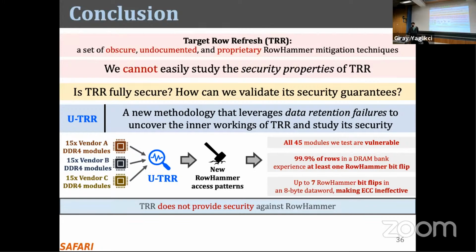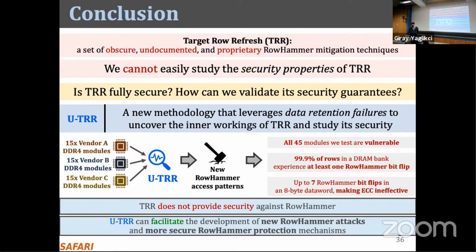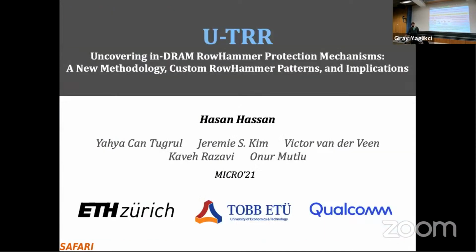So we conclude that TRR does not provide security against RowHammer and can be easily circumvented using the new understanding provided by U-TRR. We believe and hope that U-TRR will facilitate future research by enabling rigorous and open analysis of RowHammer mitigation mechanisms, leading to the development of both new RowHammer attacks and more secure RowHammer protection mechanisms. Okay, this was the end of this first part. Are there any more questions?